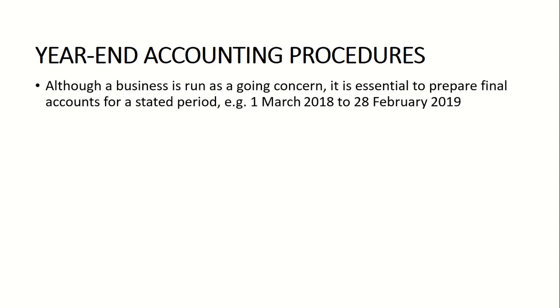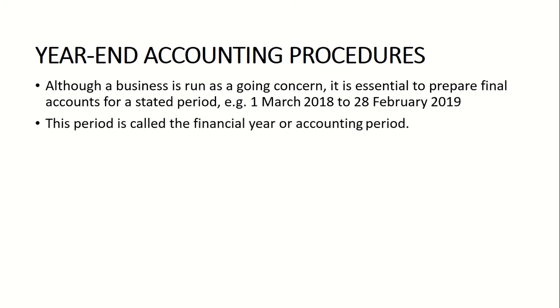Although a business is run as a going concern, it is essential to prepare financial accounts for a stated period. It's normally a year, a period of 12 months. In this case, my period will simply be from the 1st of March 2018 to the 28th of February 2019. This period is called a financial year or an accounting period.